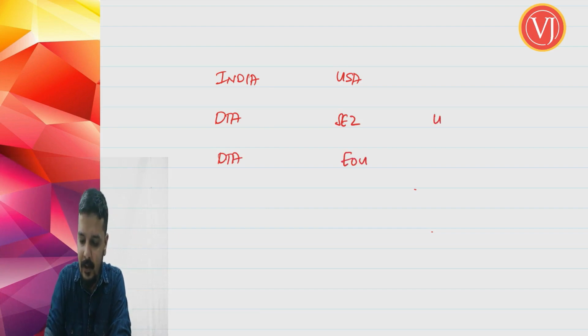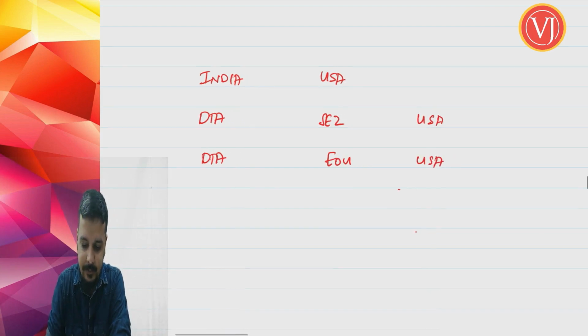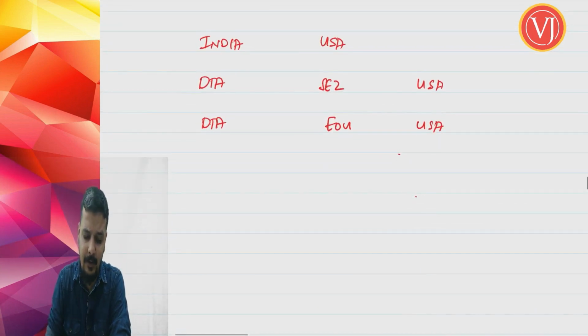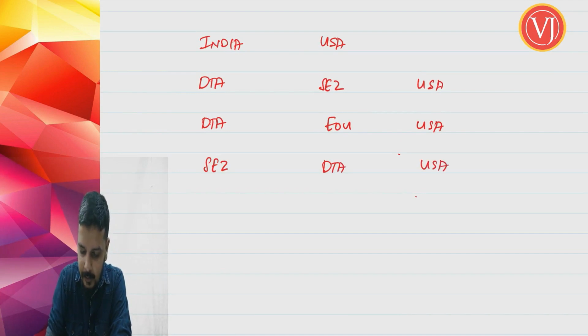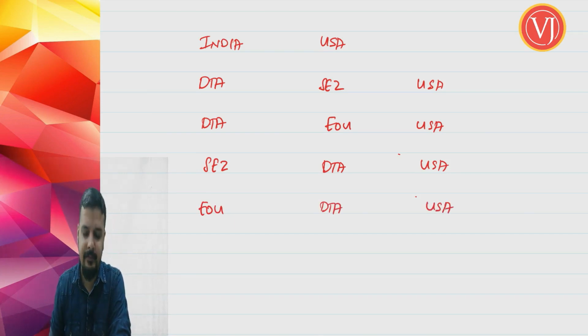Say SEZ to USA and EOU to USA. Let us even continue that. Are you eligible or not? That you have to decide. Next, friends, we are talking about SEZ to DTA, DTA to USA, EOU to DTA, DTA to USA. Right. So we are discussing this in a very simple way.